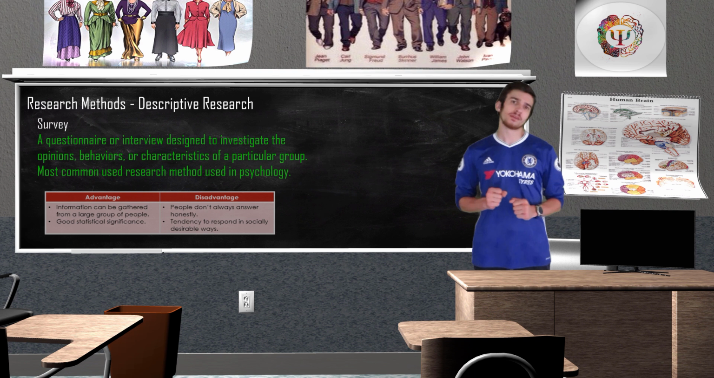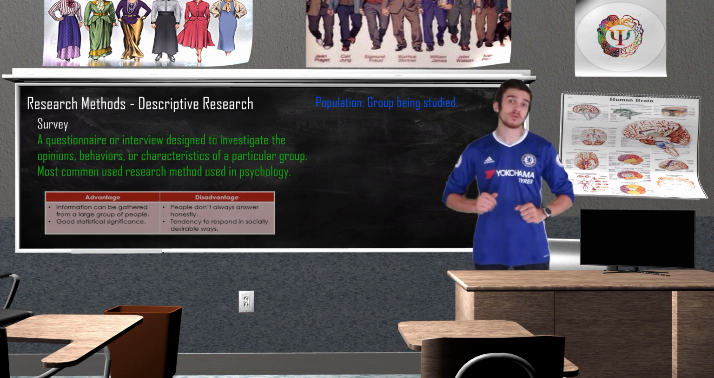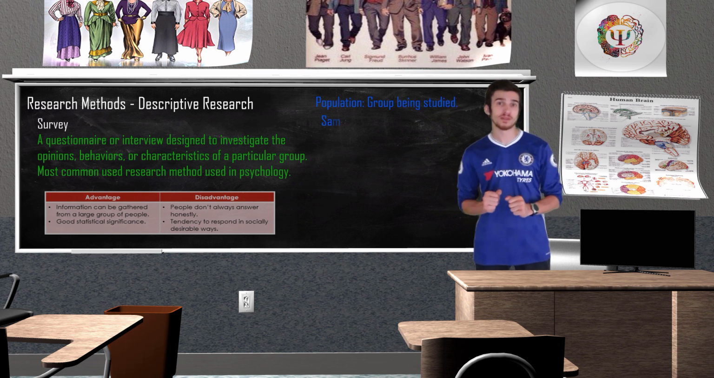When looking at a survey, there are a few components that we need to know about. The population is going to be the group that you want to study. A sample is just going to be a small portion of that population that represents them. So let's take a look at an example.